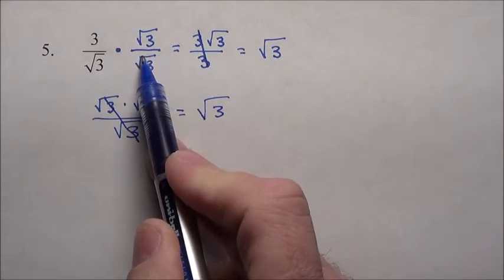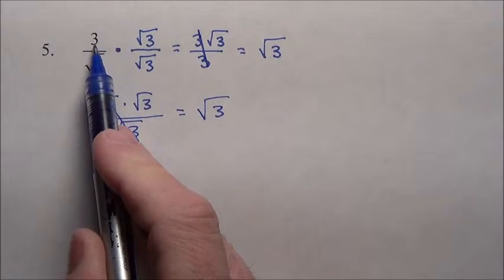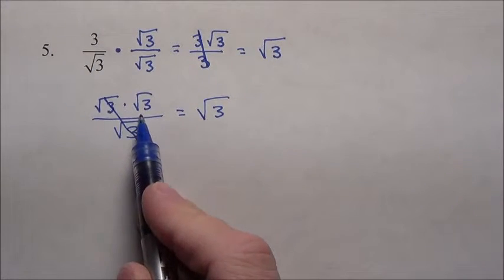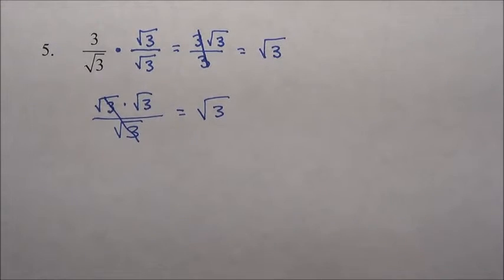This is the way I know most of you are going to do it, but I want your minds to think to realize this, that I can rewrite any whole number as simply a square root of it times itself again, and then cancel things out. You could do it that way.